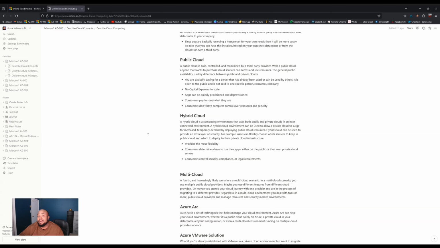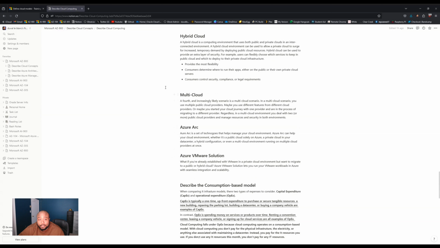Consumers determine where to run their apps. Maybe a company wants to run their apps in the private cloud, and they put all their front end stuff on the public, which is not as crucial to them. If they're creating a crazy app that they don't want anyone to ever get access to, and no one else touches it except the people in the company, then maybe they have their own private cloud. And then the website stuff, whatever, can go in the public, right? So that's pretty much hybrid cloud. Consumers determine where to run their apps, and consumers control security, compliance, and legal requirements.